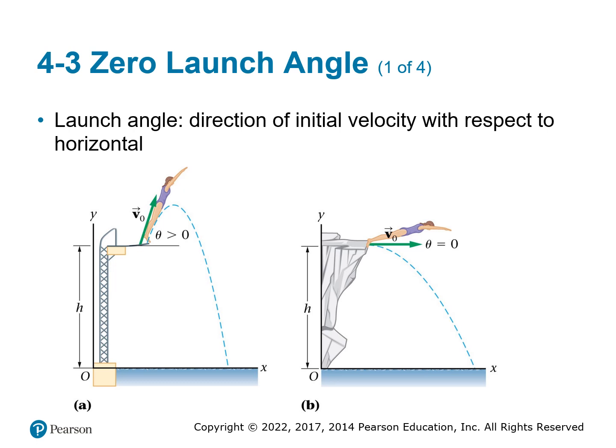Okay, when you have objects that have a 0 launch angle, the launch angle is the direction of your initial velocity with respect to the horizontal axis. So when you measure angles, you are doing it with respect to the horizontal axis, the x-axis.